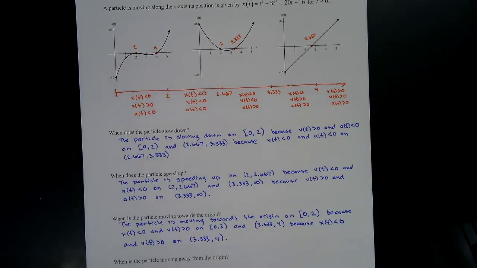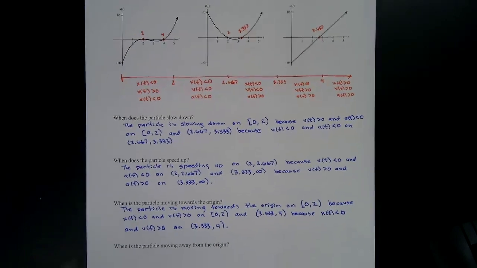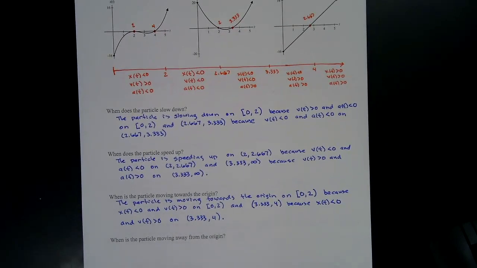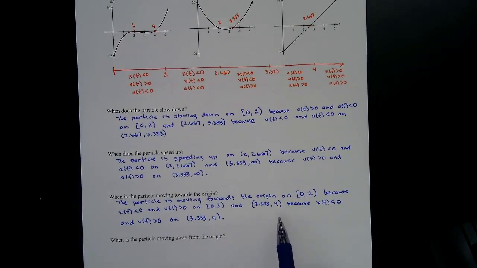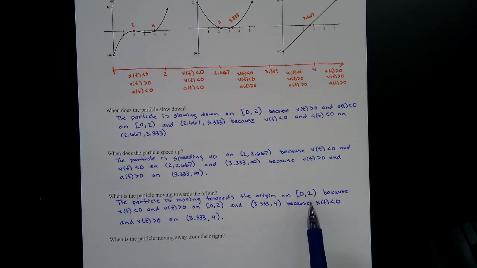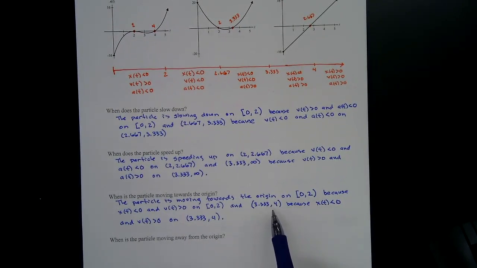Now, I'm going to tell you right now, you could have written this all in one statement, okay? You could have cleaned this up with English-wise a little bit, okay? You could have said this and it would have been perfectly fine. The particle is moving towards the origin on 0 to 2 and 3.333 to 4 because x of t is less than 0 and v of t is greater than 0 on the interval 0 to 2 and 3.333 to 4. And okay, because it's the same reason for both of these, okay?